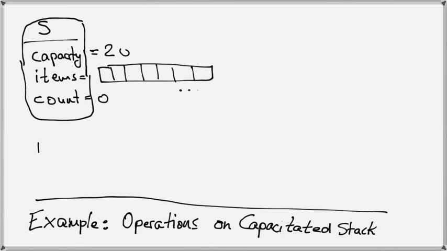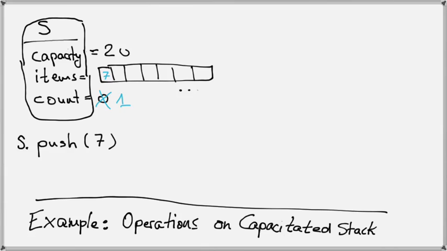Now if we, for instance, push a 7 to the stack, how do the variables change? We will insert the 7 on the position 0 of the items, and we can find the position where we want to insert it based on the count, and we want to increase the count by 1.